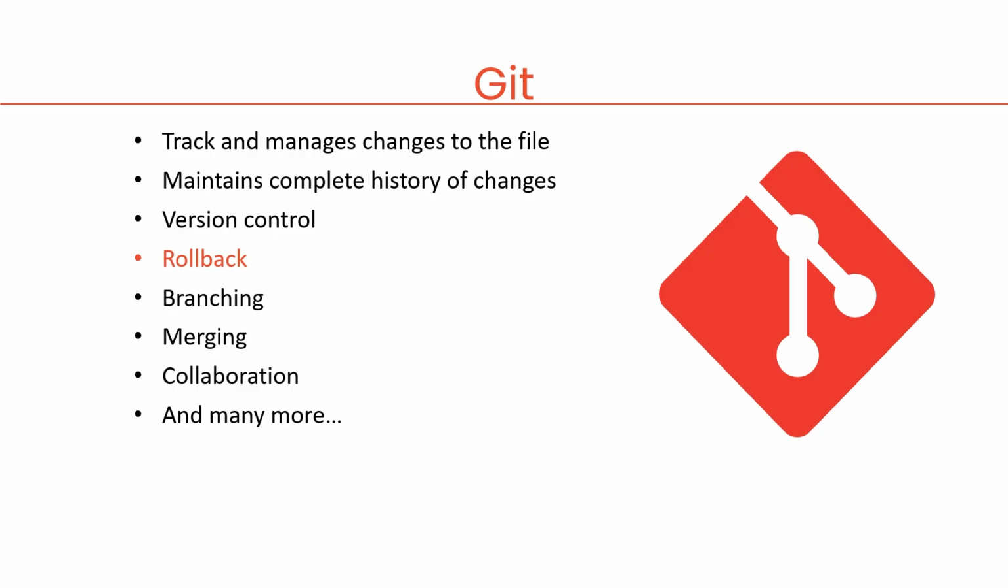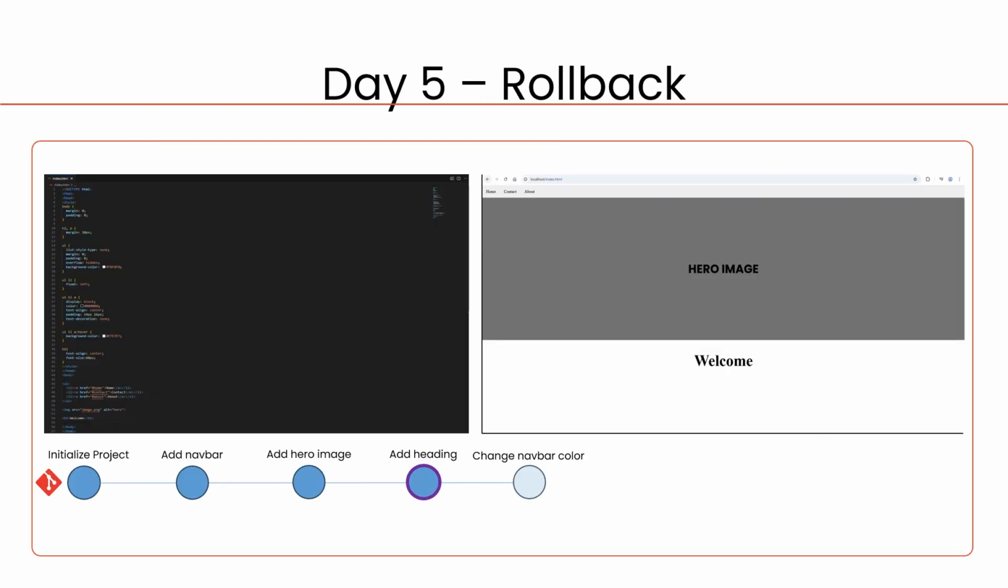Now I will talk about rollback. So on day 5, I realized the new color of navbar is not good. I do not like that color. So using Git, I can roll back to this checkpoint. I do not need to modify any code manually. But after rolling back to this checkpoint, these changes are not lost.